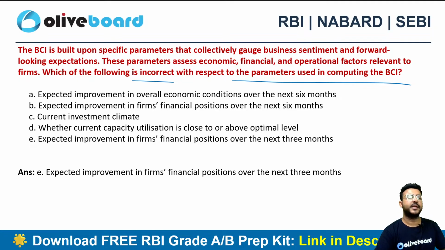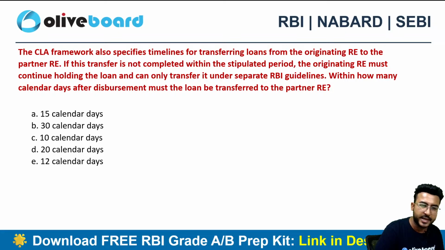Option E, expected improvement in firm's financial position over the next 3 months. That's not correct. Rest of the 4 are correct, though not so important, so you can keep this in a low priority zone. Once you are done with the rest of the stuff in this particular PDF, then you can learn this one as well.